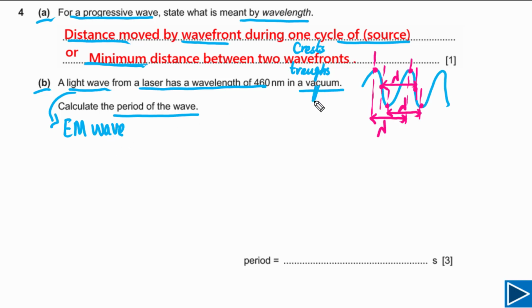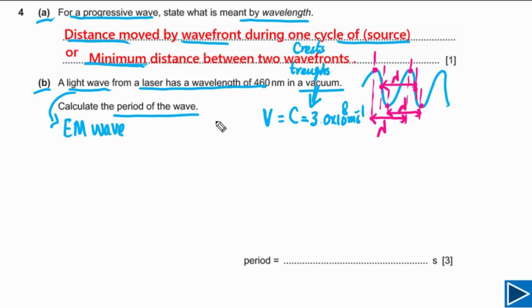Now the medium is given. The medium is vacuum, and in vacuum or in air, the speed of electromagnetic waves is equal to the speed of light, and the magnitude is equal to 3.0 times 10 to the 8 meters per second. It means for all electromagnetic waves the speed is the same in vacuum, or approximately the same in air. So v is equal to 3.0 times 10 to the 8 meters per second, and this is the speed of all electromagnetic waves in vacuum.